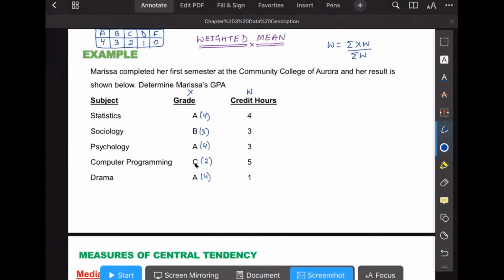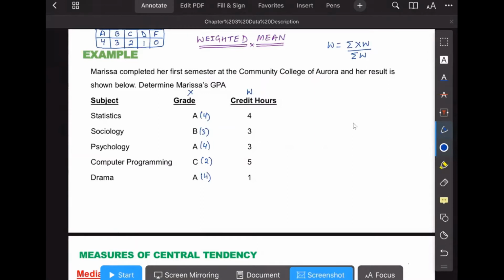But there is a C here in computer programming, and this is a 5-credit class. And this will definitely lower the GPA. Although there are 3 A's, your GPA will not be close to 4. Let's find it out. So in order to find the GPA, we need X times W. So we have X, we have W.